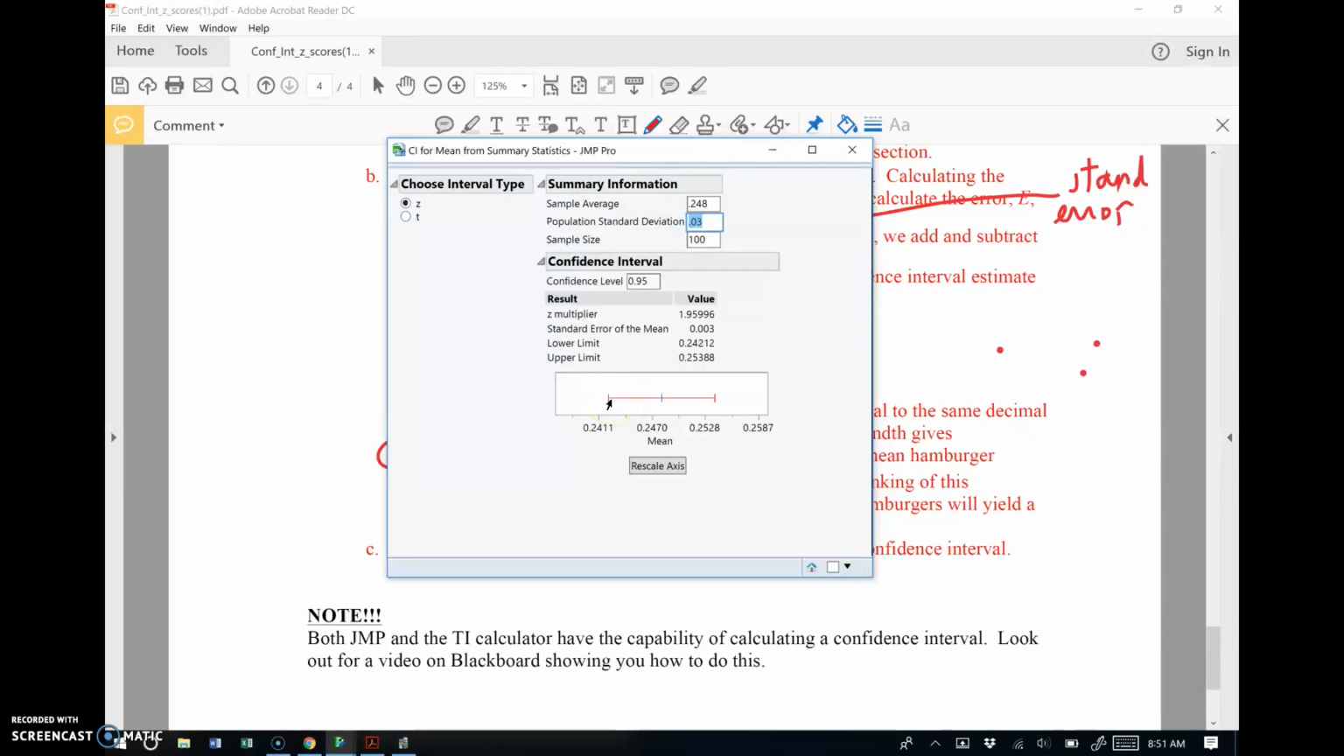All right, so there you have it on how to calculate a confidence interval for the population mean using the normal distribution in JUMP when you have summary statistics. Look out for the next video on how to do a similar concept using raw data.